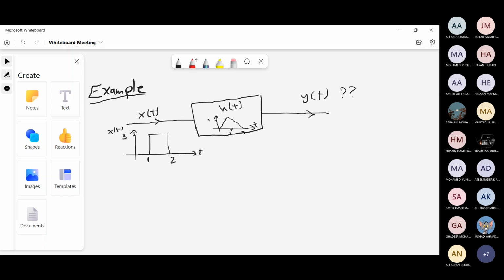As we said, y of t is equal to x of t convolved with h of t. It's not multiplication. Okay, so y of t is equal to x of t, we use a convolution here, with h of t. And it is also equal to h of t convolved with x of t.